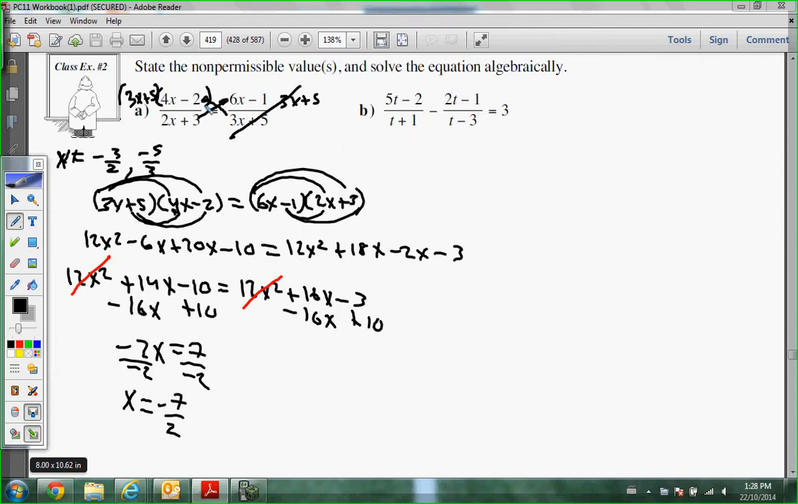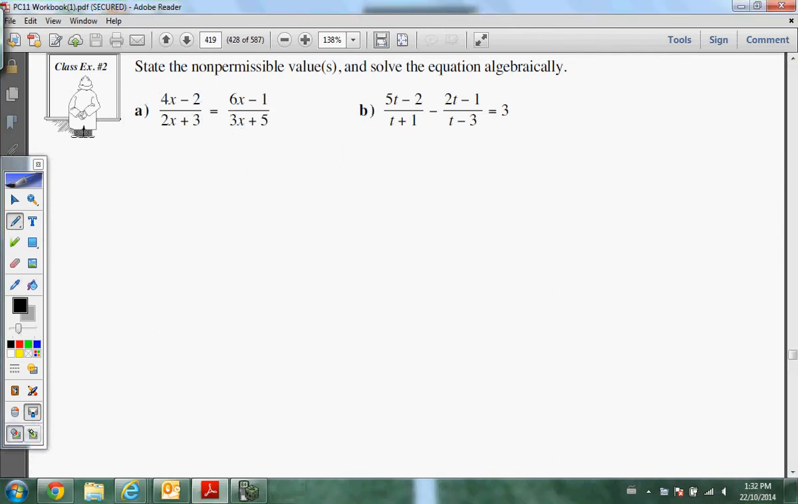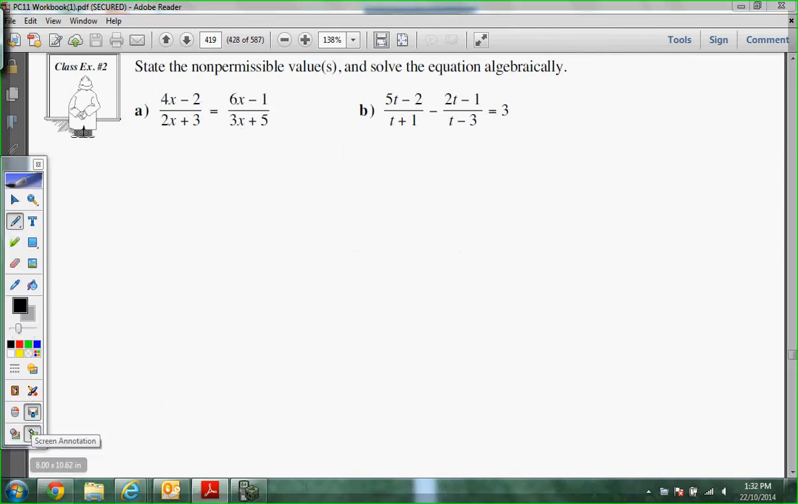Okay, so on part B, I'm going to go ahead and erase this. Is everybody good? Because in part B, I want the room here. Okay, so part B, how do you want to attack that one? What do you think, Sam?